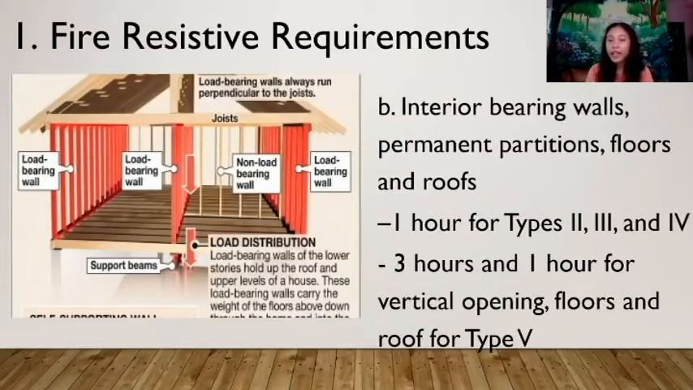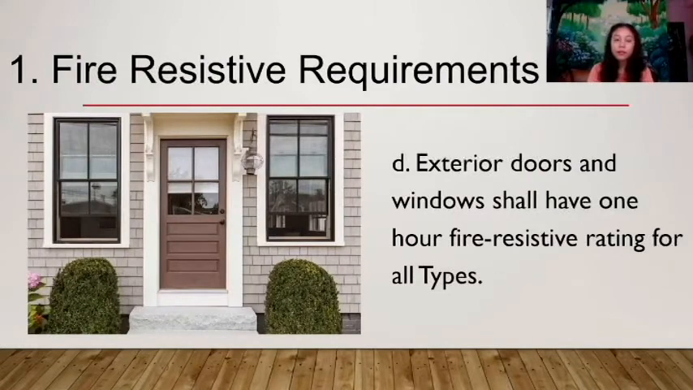The next subtypes are the interior bearing walls, permanent partitions, floors, and roofs. If your constructions are classified into Types 2, 3, and 4, then your interior bearing walls, permanent partitions, floors, and roofs must have 1 hour of fire-resistive rating. If your building is classified as Type 5, then you must have 3 hours of fire-resistive rating and 1 hour for vertical openings, floors, and roof. Next are the exterior doors. Exterior doors and windows shall have a 1R fire-resistive rating for all types.